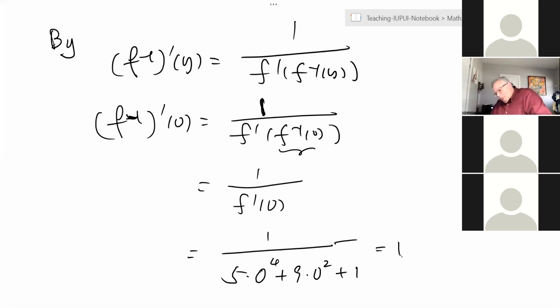So this example tells you that in some cases you are not able to find the formula for the inverse function, but you're still able to find the derivative of the inverse function at some given point.